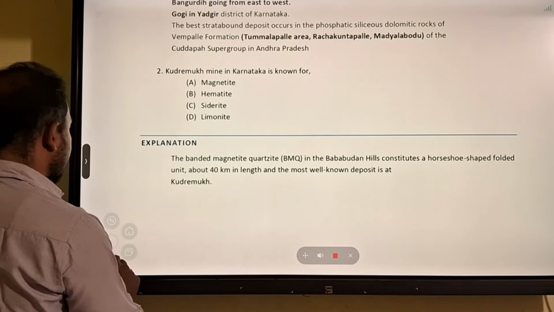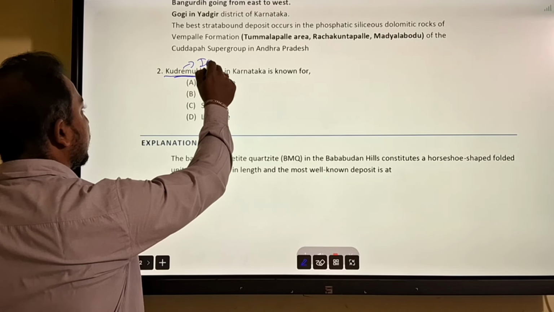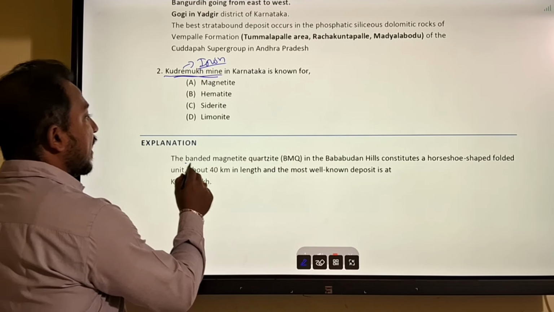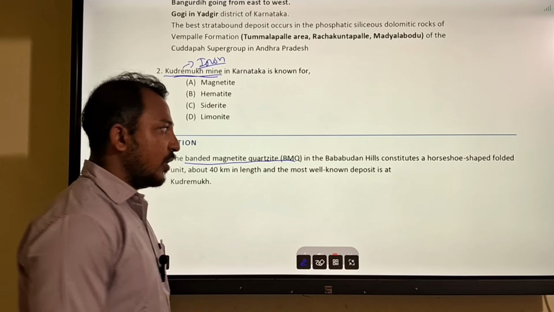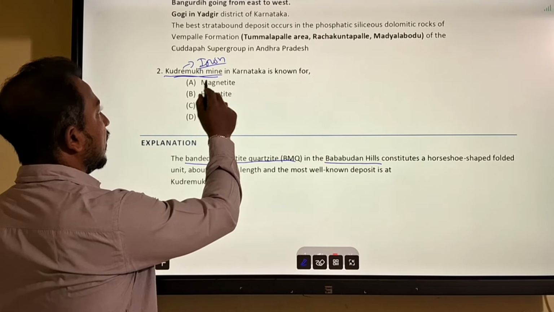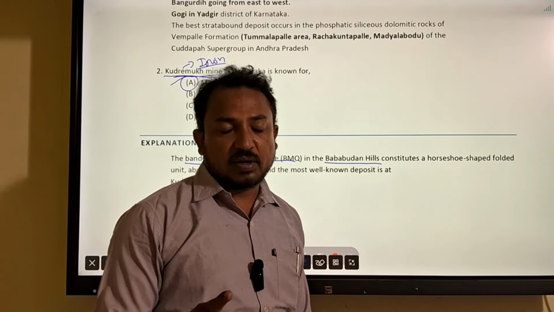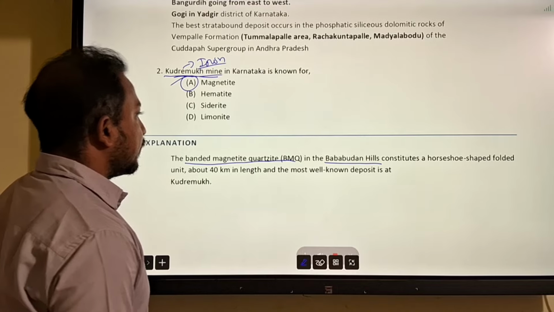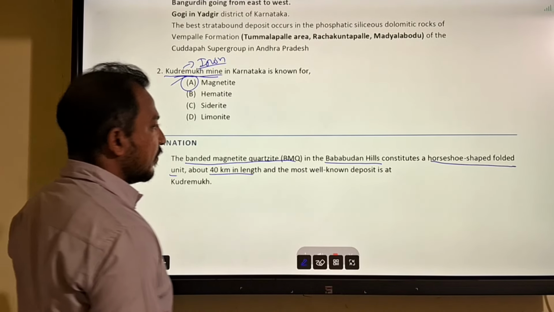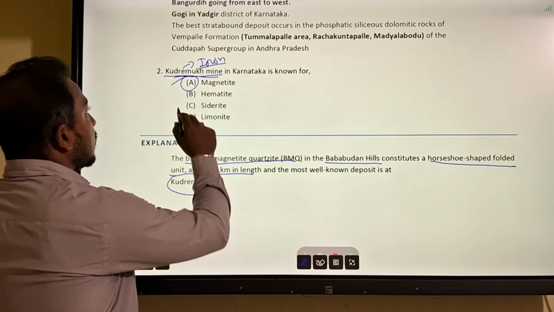Then come to the next question. Kudremukh mine in Karnataka is famous for iron deposition, which belongs to the Dharwar supergroup. Kudremukh contains banded magnetite quartzite, BMQ, that belongs to the Baba Budan hills. The Kudremukh mines in Karnataka are known for magnetite, where you get a horseshoe-shaped folded unit about 40 km in length, called the Kudremukh scarp. So the answer will be magnetite.